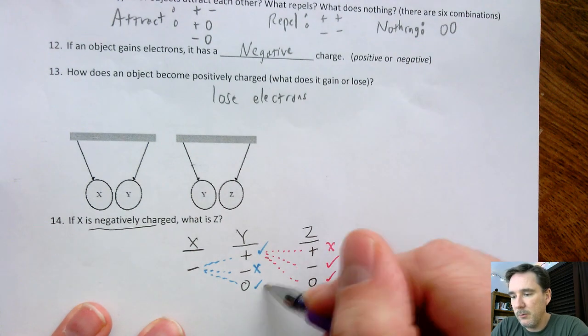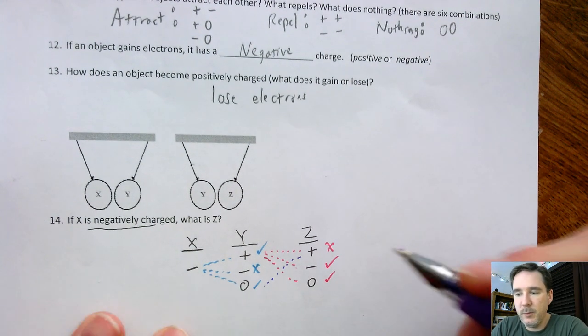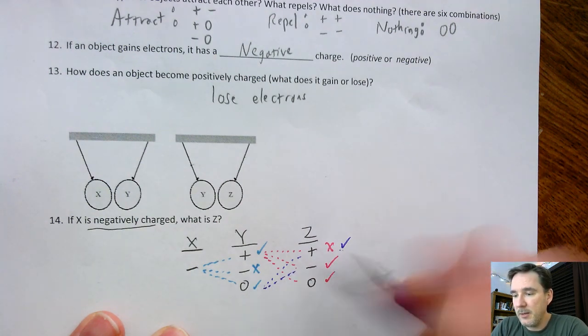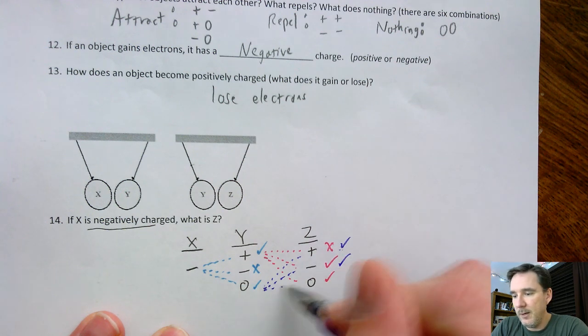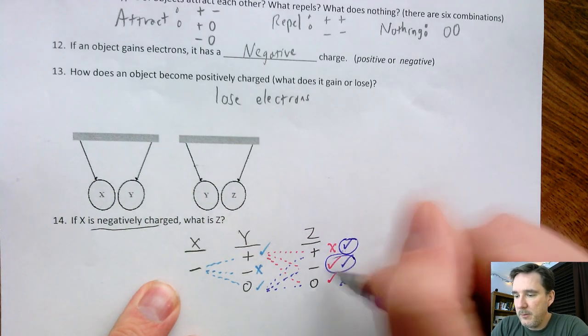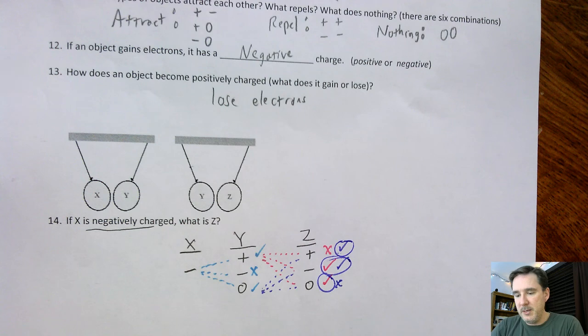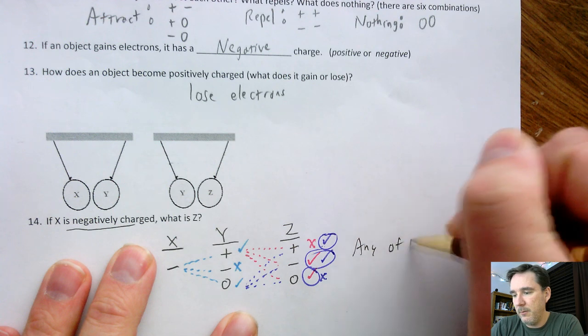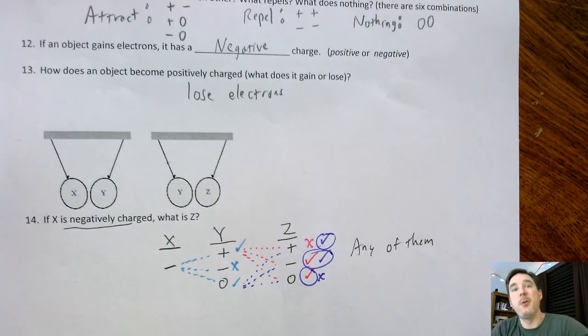Then I need to try out another possibility. What if Y is neutral? Well, if Y is neutral, would it be attracted by a positive? Yes, it could. If Y is neutral, could it be attracted by a negative? Yes, it could. If Y is neutral, could it be attracted by another neutral? No, it couldn't. So here are my possibilities, these and these. So it looks like Z could be any of them. We don't know. Okay, it works out either way. So we figured out every single situation, and any possibility is there. It could be anything.